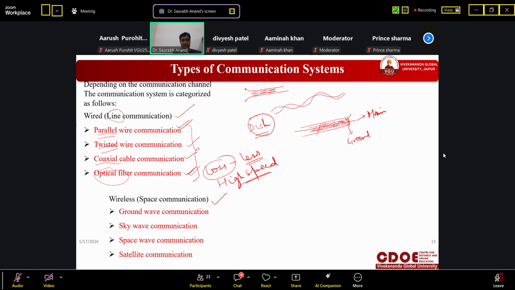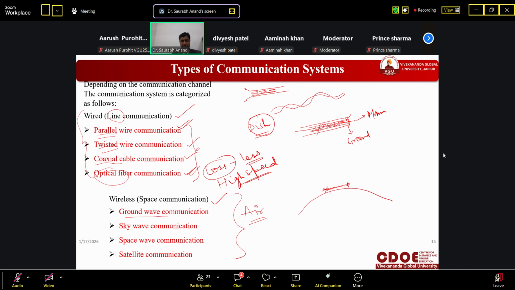Got it about all these wired line communication? Now wireless. Wireless means the air medium we are using. So ground wave means if earth is this, this is one antenna, this is second antenna. We are sending it, and the height is very, very less, so it is directly communicating with each other.